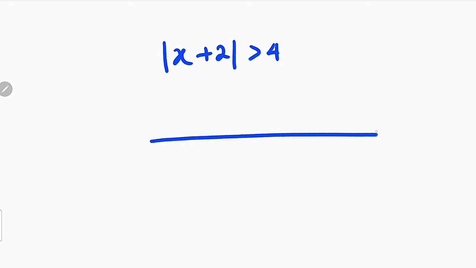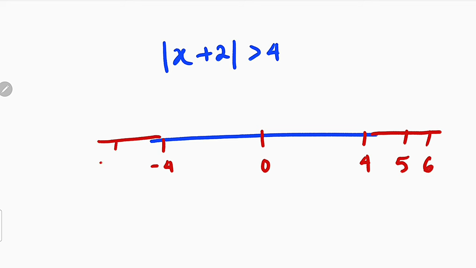If we have a number line like this, this is the origin, we have 4 here, and we have negative 4 right here. Remember that we could have 5, 6 in that order to the right, and we could have negative 5, negative 6 in that order. So let us analyze this.